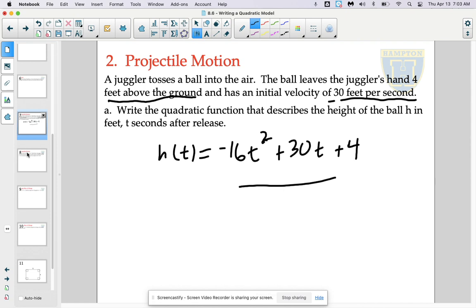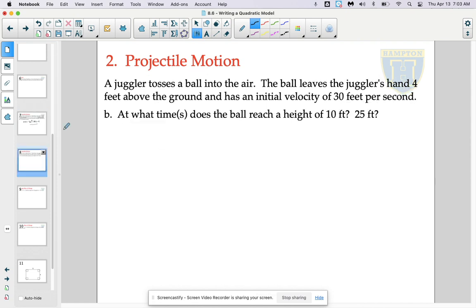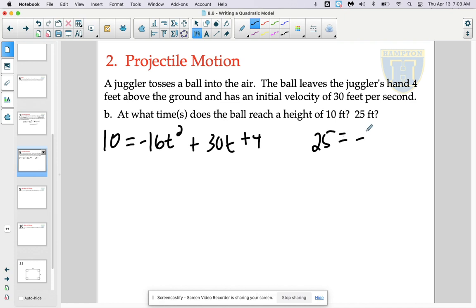Now, beyond just simply writing the quadratic function, we have a question of, can you determine when the ball is a particular height in the air? So how long will it take for the ball to be 10 feet off the ground? How long will it take for the ball to be 25 feet off the ground? Both of these can be solved by writing equations. 10 is our height, and we have our projectile motion equation. 25 is our height, followed by the same projectile motion expression. Both of these can be set equal to 0.